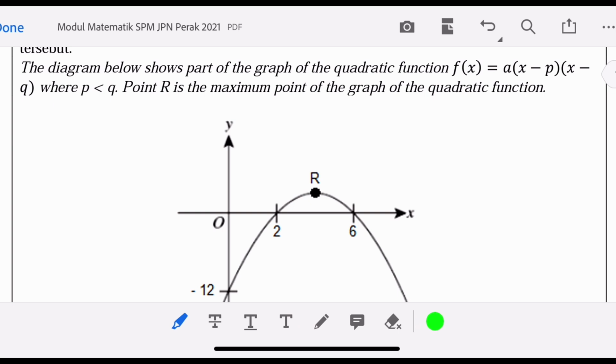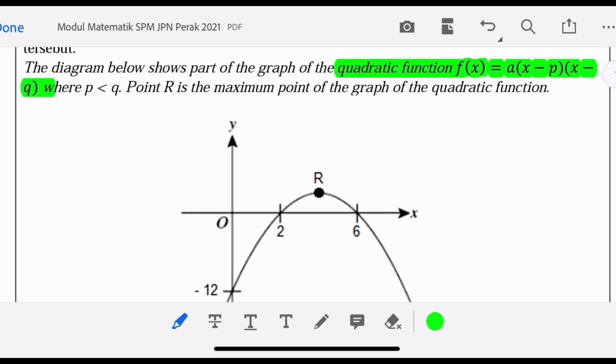The diagram below shows part of the graph of a quadratic function. Normally for quadratic function they will give you f(x), which is actually the same as y. They give you in this form, which means it's a factorized form. We have many forms: we have the general form, the vertex form, and the factorized form like this.